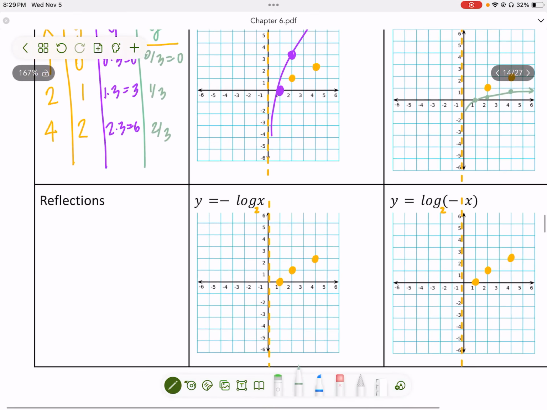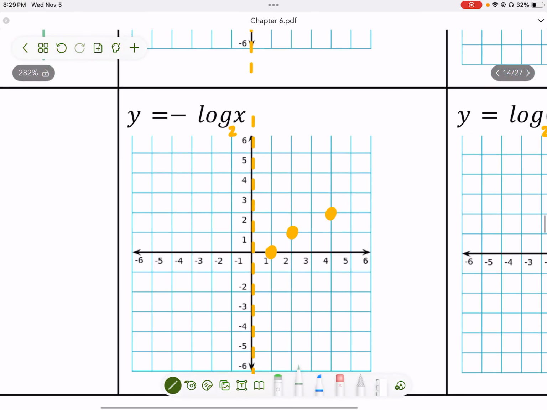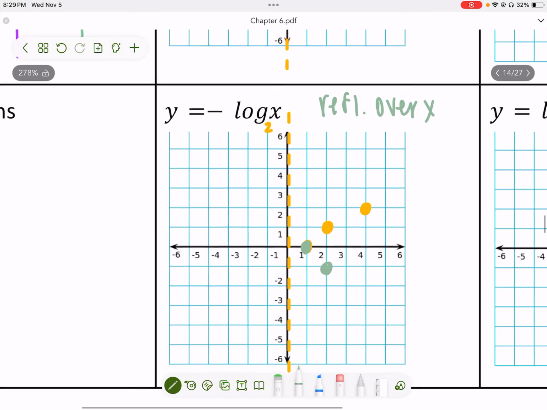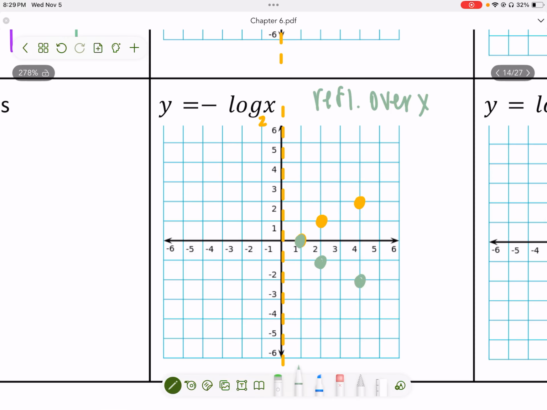Last but not least, we have our reflections. Notice that that should have a base of 2. I think I fixed it in your notes at this point, but it should be base 2. This is a reflection over x. So my 1, 0 won't change. And then we'll have 2, -1 and 4, -2. It's just going to face downward. So my y values are negative.